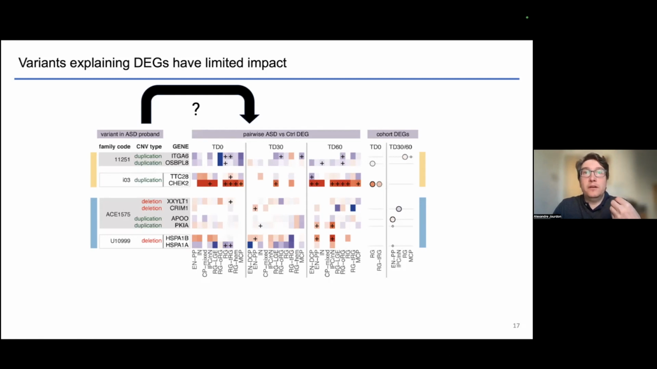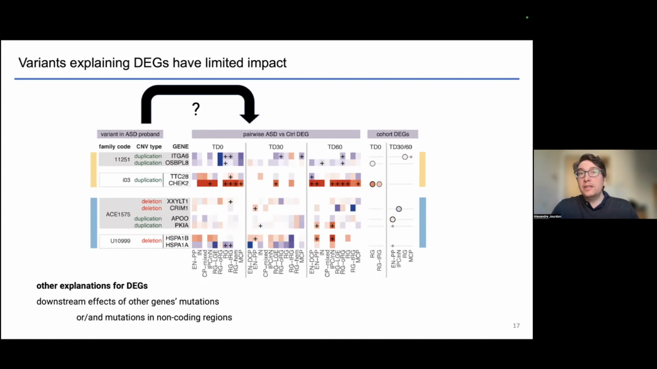But to demonstrate such a thing, you need either a large cohort or to be able to study and reproduce this mutation to really demonstrate the link. And that's where the difficulty lies in linking genetics to transcriptomics in our studies. Overall, what we noticed is that for many of the differentially expressed genes that we identified, there was no direct explanation at the genetic level that we could identify easily. And so that suggests that there are other explanations for the differentially expressed genes that we find.